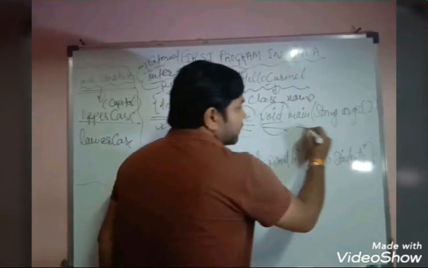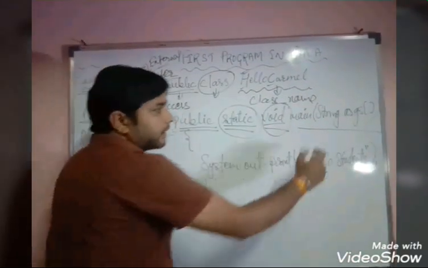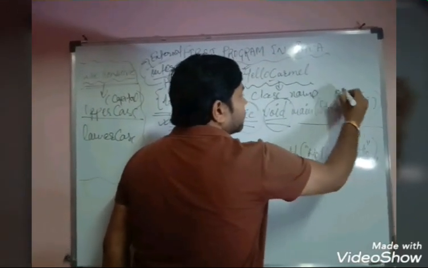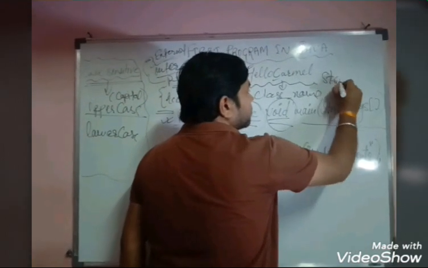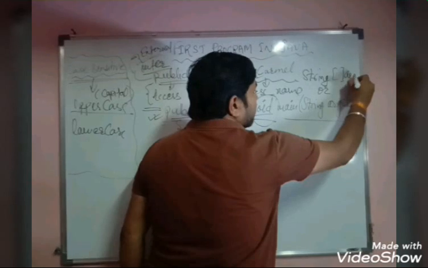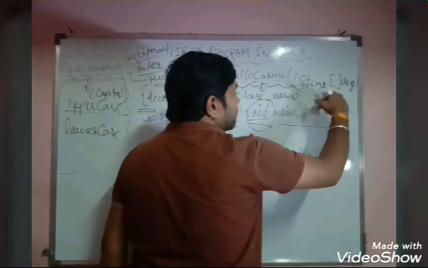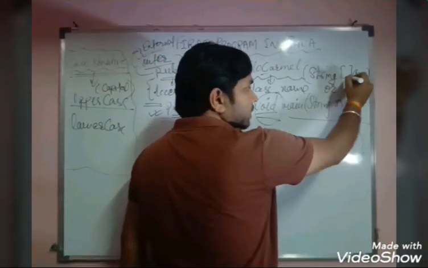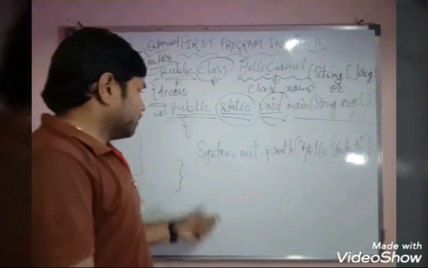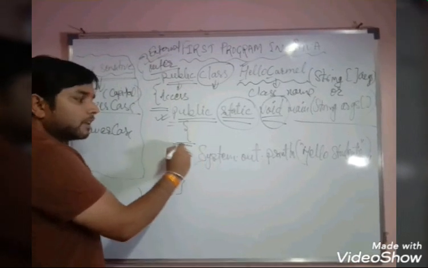Then String args. You can write String args like this, or String, then square bracket, then you can write args. This is also a format to write String args: String then square bracket args, or String args square bracket. Okay, now again you have to open one curly bracket.